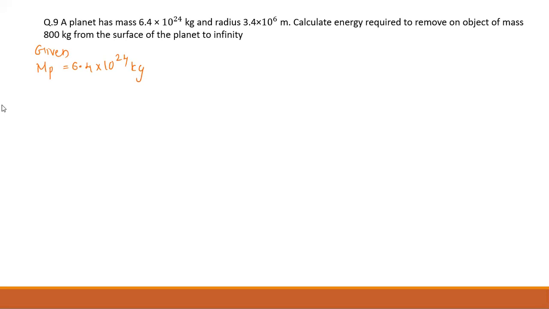And a radius is given. Radius of the planet is 3.4 into 10 raised to 6 meter. Calculate the energy required to remove an object of mass 800 kilogram from the surface of the planet to infinity. So the mass of the object is given, 800 kg. We want to find out the energy required to remove the object from the surface of the planet to infinity.